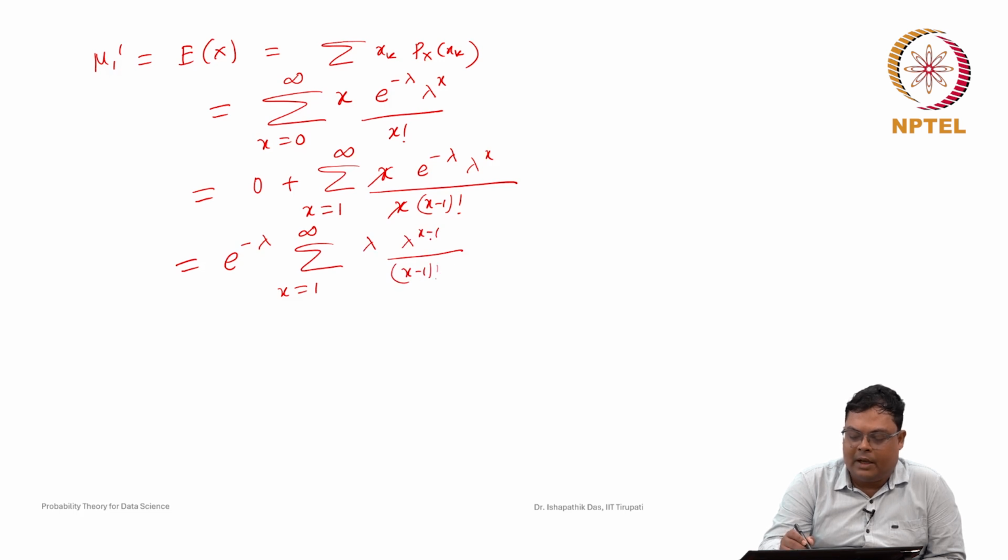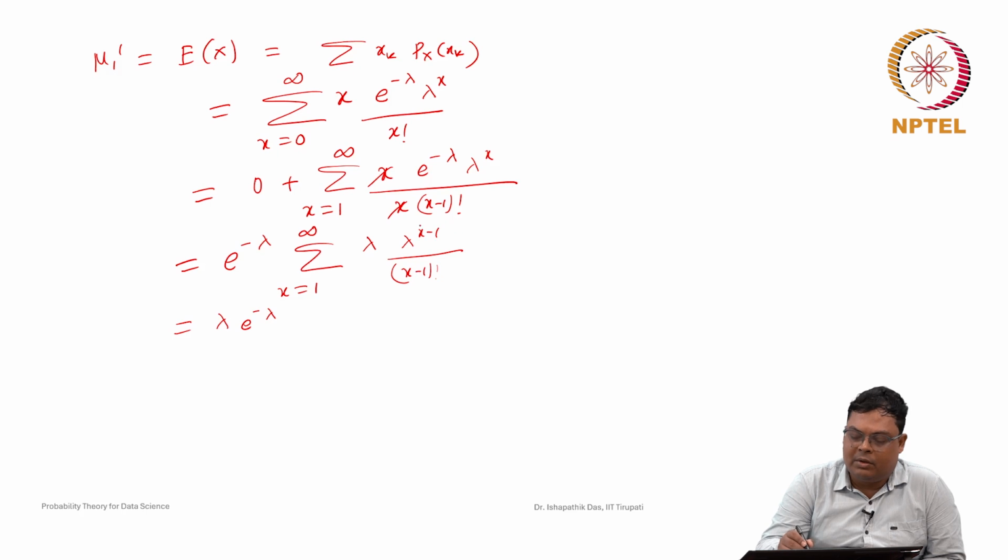Now how can we find this? Because it is an infinite series, we have to use some known series, so that we know it is convergent, and also what the value of the convergent series is. So, what is the sum of this series? Then lambda will be independent of x. So, lambda e to the power of minus lambda, summation x equal to 1 to infinity, lambda to the power x minus 1 by x minus 1 factorial.